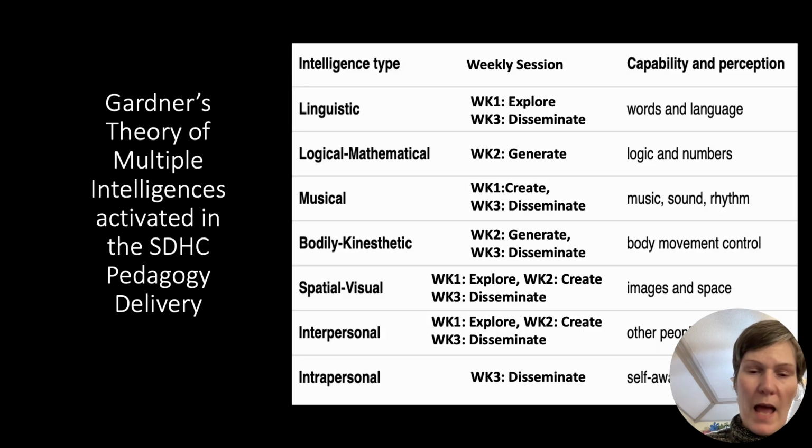Here we activated Gardner's theory of multiple intelligences throughout the different weekly schedule that we had organized, where in week 1, we activated linguistic methodologies. In week 2, we activated the logical mathematical methodologies. In week 3, we activated both the linguistic and the musical methodologies. For bodily kinesthetic, we used week 2, generate, and week 3, disseminate.